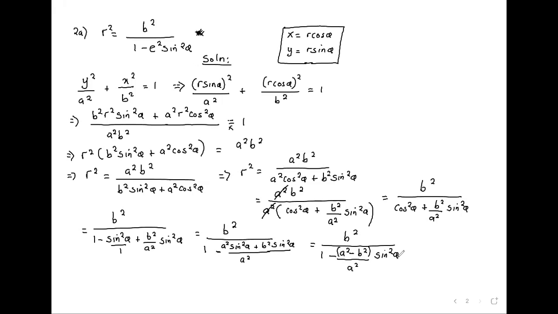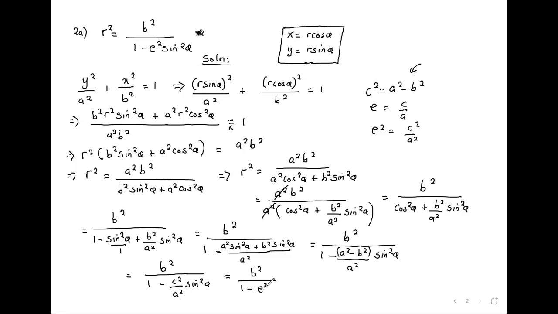But remember that for an ellipse, c squared is a squared minus b squared. And then we also know that e is c over a, so if you square, the right must be squared. So this is giving us b squared on top over 1 minus, where we have a squared minus b squared, we just have c squared over a squared, and then the sine squared theta, which is equal to b squared over 1 minus e squared sine squared theta. Then you end there because you have shown that that is the case.